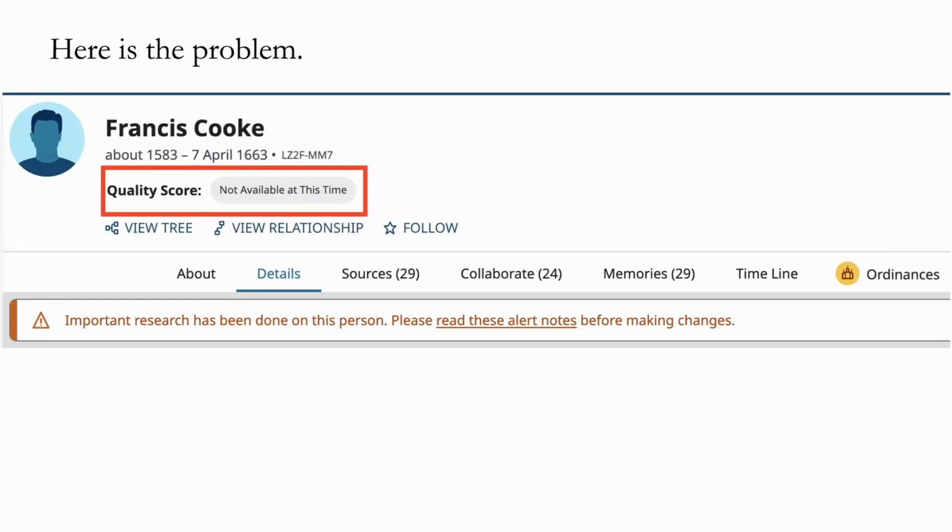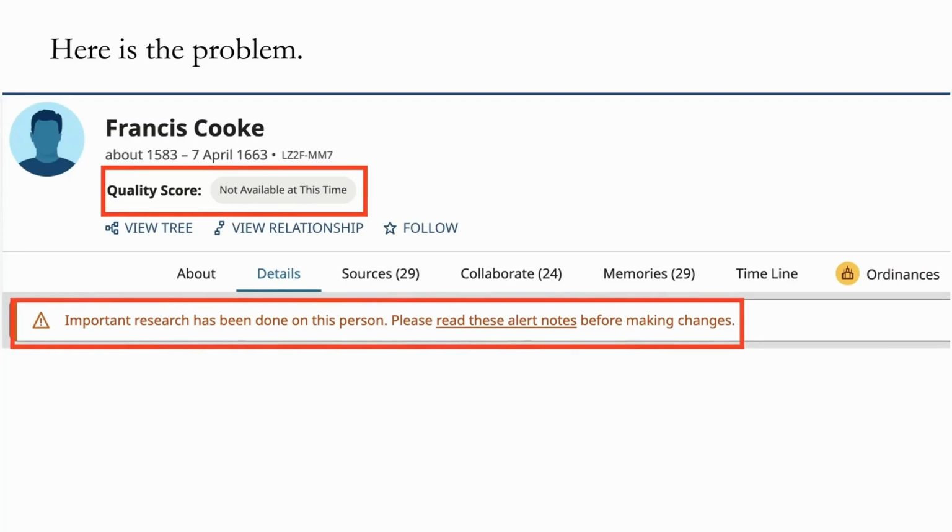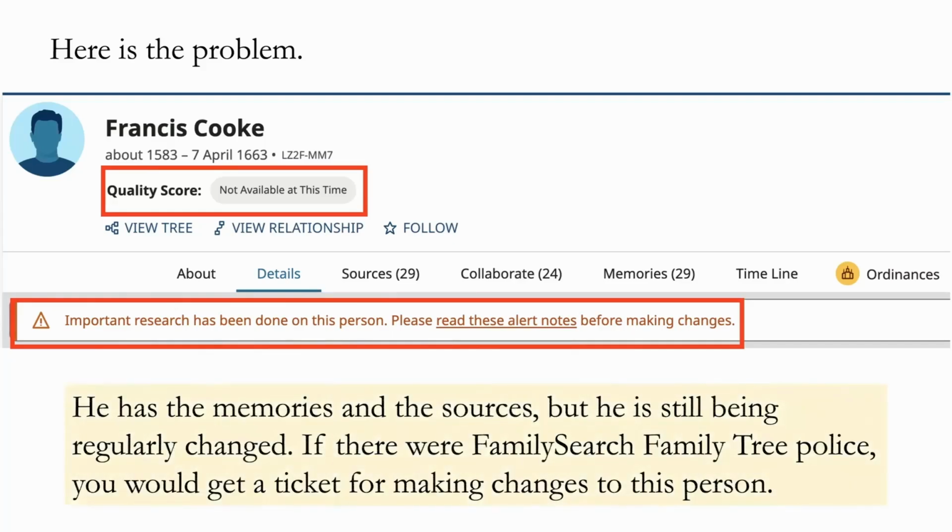So the quality store is not available. Obviously, this person who lived in 1583 is long before the 1800 cutoff. But there is this note that alerts people. How do you get the note? Well, basis. And this is my note on it. He has memories and the sources, but he's still being changed.